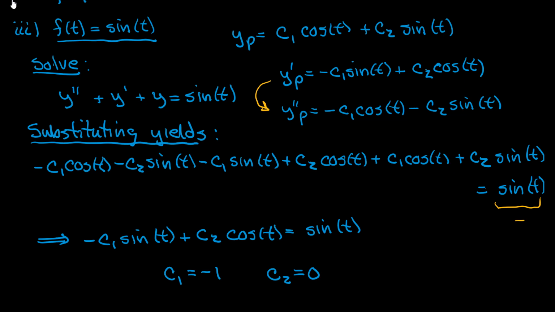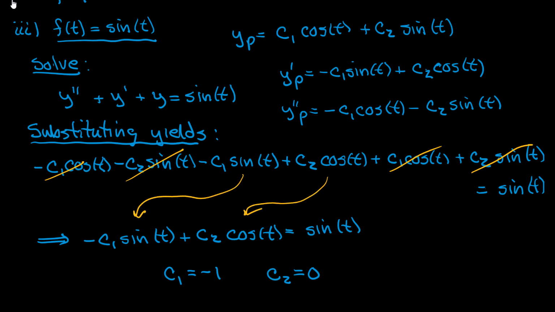At this point, it's a matter of going through here and seeing what will cancel. For example, we have a negative c1 cosine here, and we have a positive c1 cosine there. Those will cancel. We have a negative c2 sine. That'll cancel with c2 sine. And that leaves us then with this negative c1 sine plus c2 cosine equals, and our right-hand side continues to be sine of t.